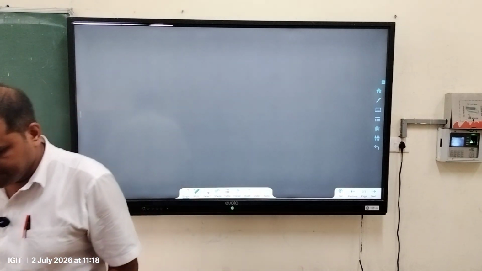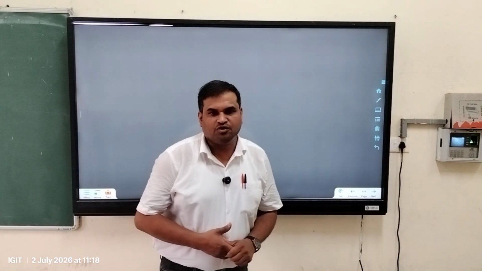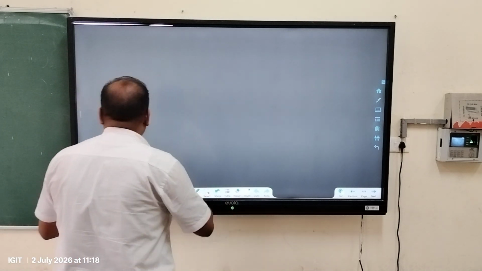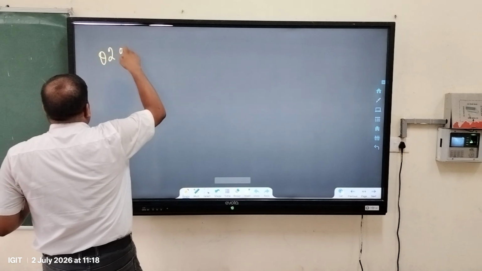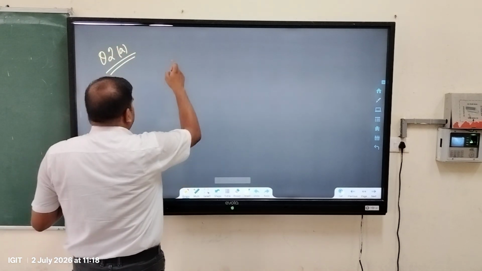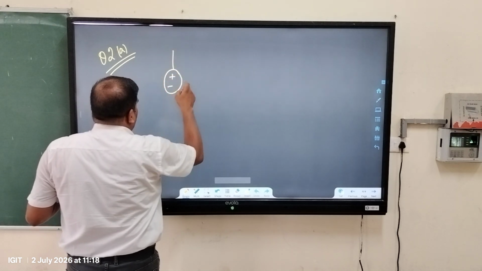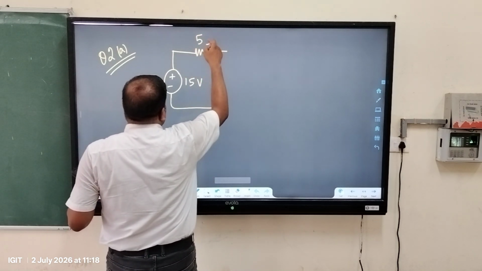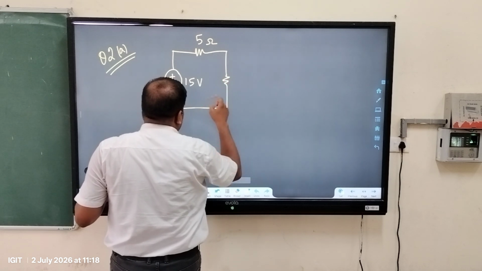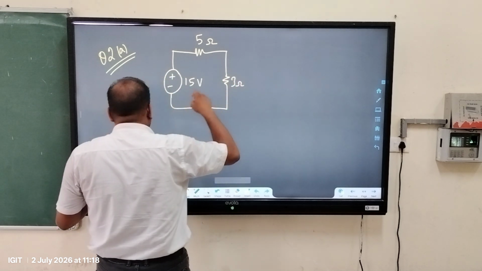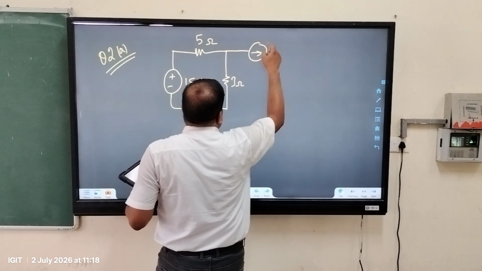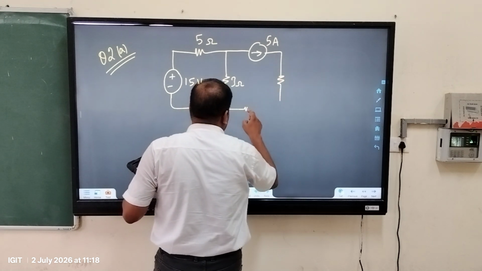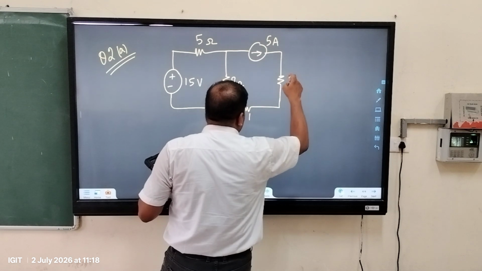Okay, next problem. Let's take the next problem, question number 2a. What is the question? There is a voltage source of 15 volts in series with a resistor of 5 ohms. In parallel there is a resistor of 3 ohms, and on the other side there is a current source of 5 ampere in series with two resistors, one of 1 ohm and another of 2 ohms.